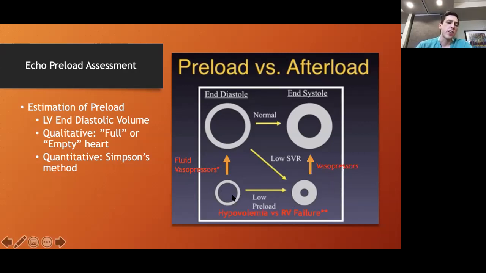And don't forget that just because you have a reduced left ventricular end diastolic volume, that does not necessarily mean the patient has a reduced preload due to hypovolemia. This could also represent RV failure, as the RV is not able to get blood across the pulmonary circulation into the LV effectively. And we'll discuss that more shortly.